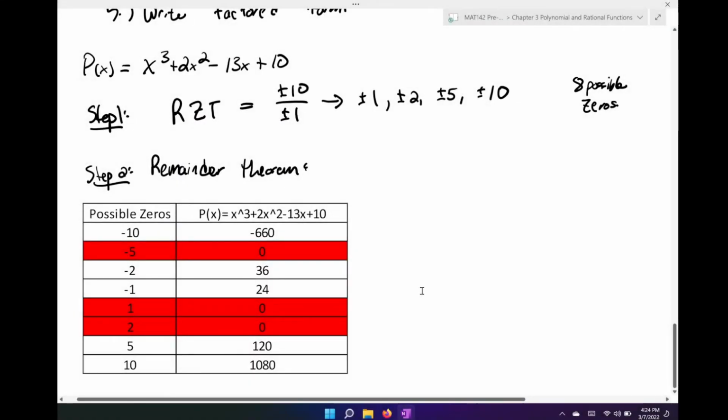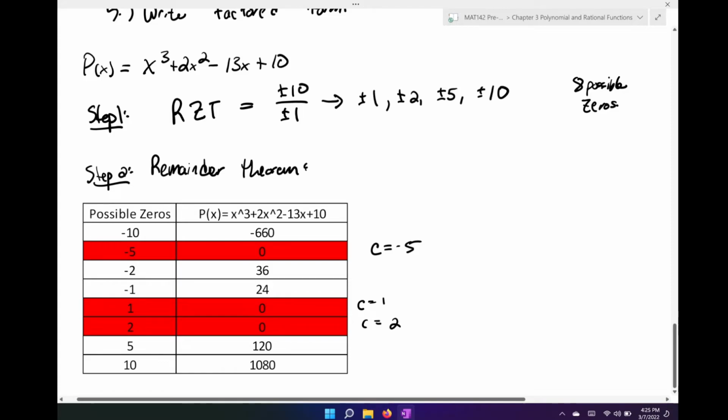There we go. Here they are in our notes right here. Beautiful. So step 1, find all possible zeros. Step 2, use the remainder theorem. We found c equals -5, c equals 1, c equals 2. There are all my zeros.